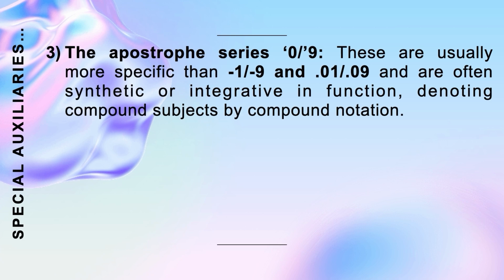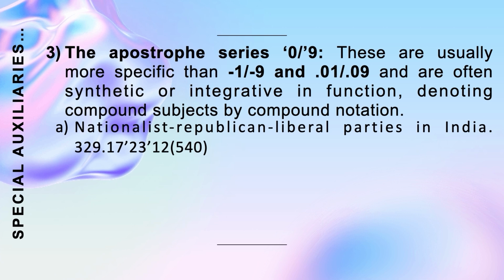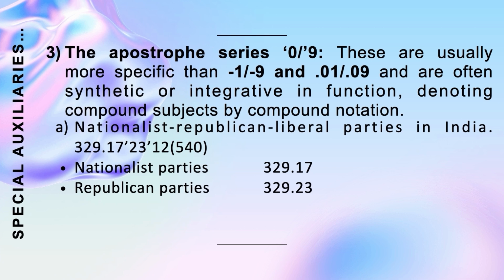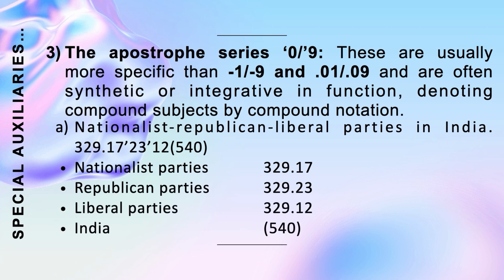See the example. There is a class number for the Nationalist Party, that is 329.17. Then the class number for the Republican Party is 329.23, and the class number for the Liberal Party is 329.12. Okay, so you see, we can construct a particular subject by integrating all these class numbers. Suppose the subject is basically the Nationalist, Republican, Liberal Party in India.